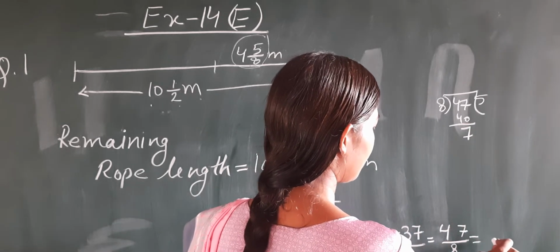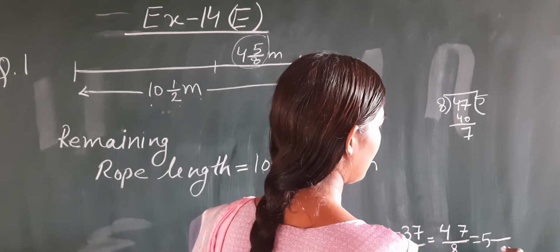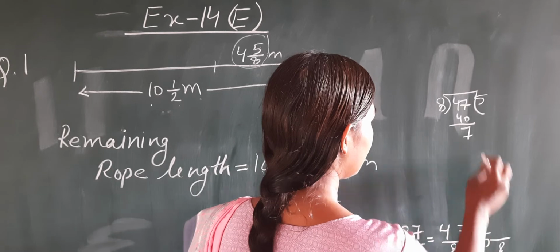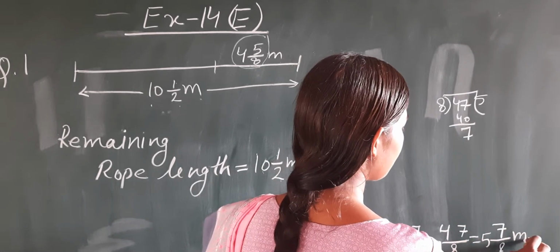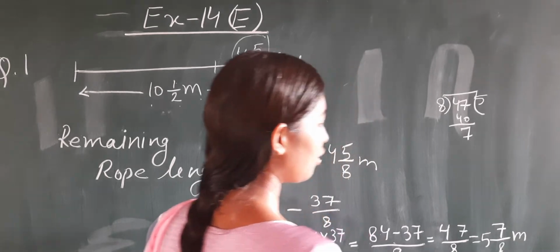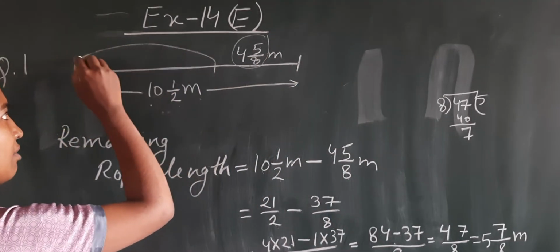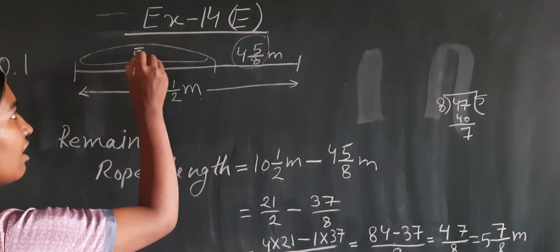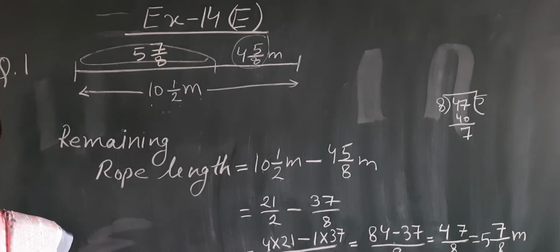So when you convert this into a mixed fraction, it can be written as 5 and 7 by 8. This much meter length of the rope is remaining. The length of this part is 5 and 7 by 8. This is the answer of the first one. Note it down.